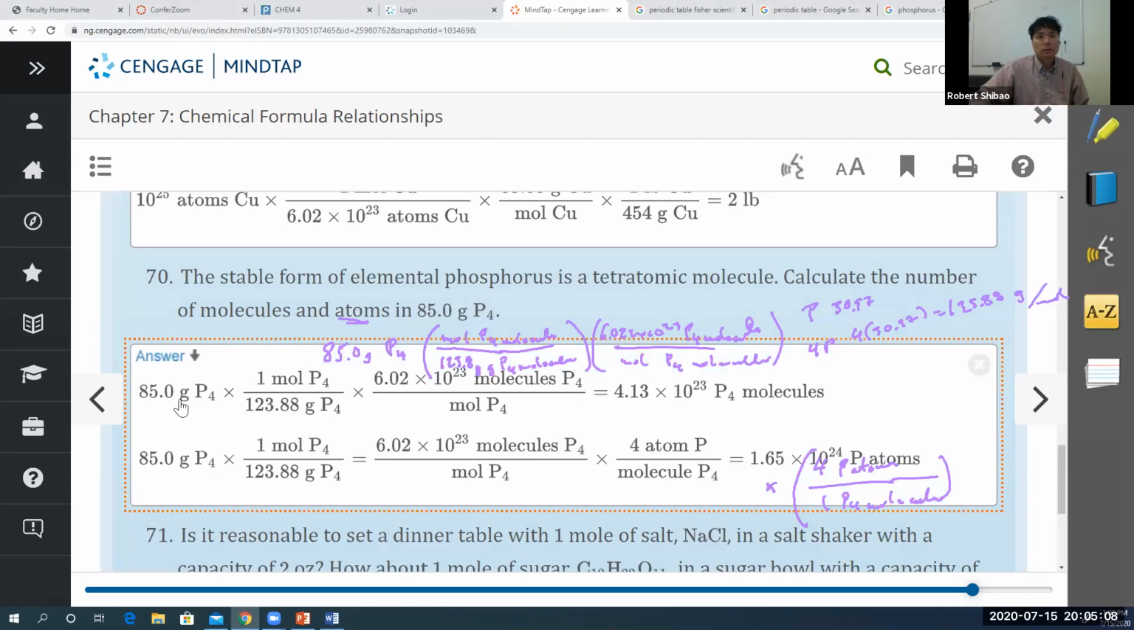So they took 85 grams of P4, converted to moles of P4, to molecules of P4. That's what we did. For the second part, they did it the way I did it. They went from grams of P4 to moles of P4, moles of P4 to molecules of P4, molecules of P4 to atoms of P using 4 atoms of phosphorus for every molecule of P4. Okay.